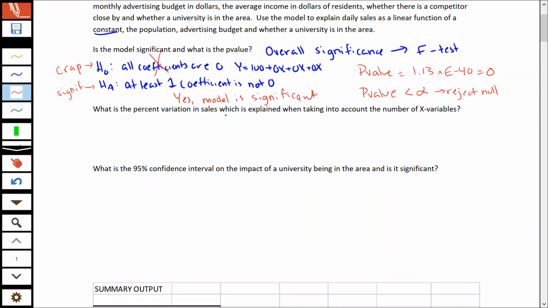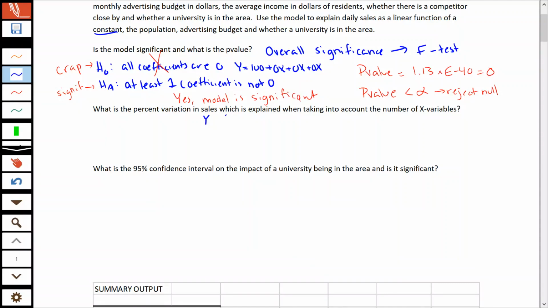And that's because of our trusty p-value from the F-test. The next question asks us, what is the percent variation in sales which is explained when taking into account the number of X variables? So we want to recognize here that sales was the Y variable. That's what we were predicting. So when we're talking about the percent variation explained in our Y variable, we're talking about R squared.